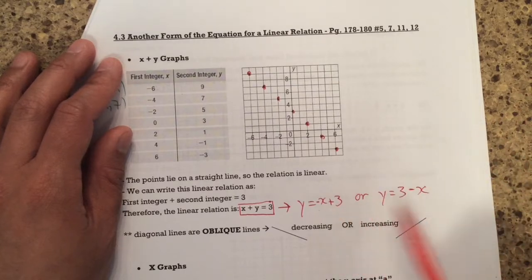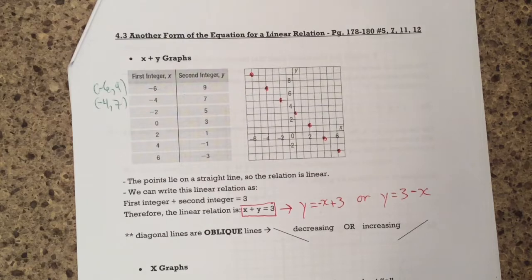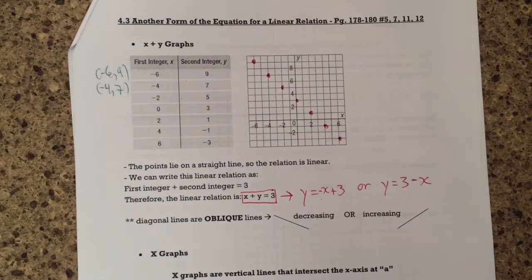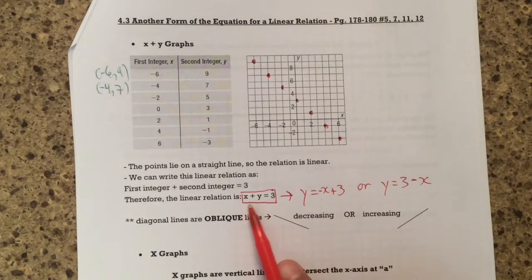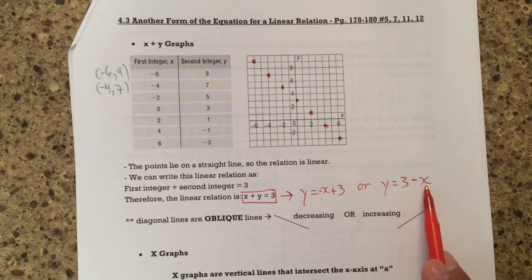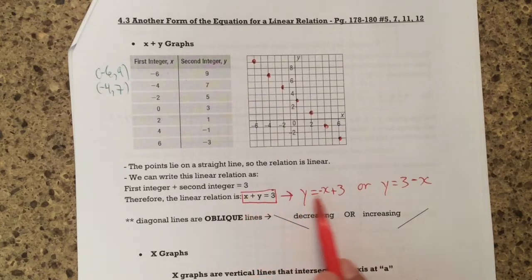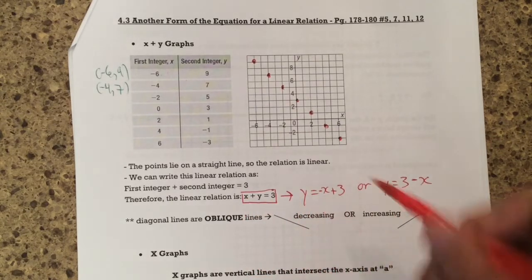If you do not know how to manipulate and make it look like this, don't worry about it. You'll still be able to do the questions in this. I just want to let you know that x plus y equals 3 can look like y equals -x plus 3, or y equals 3 minus x. We just isolated y. Minus the x on both sides would cancel out the x on the left side, but it would still be on the right side.